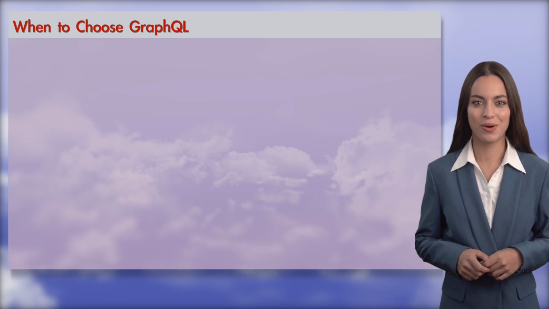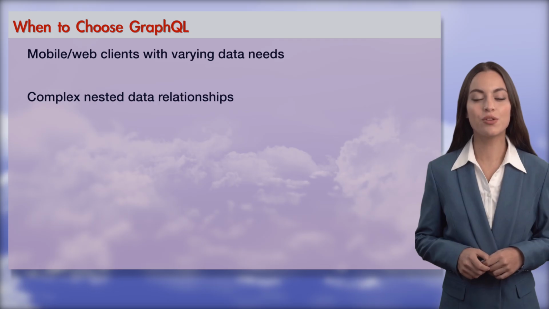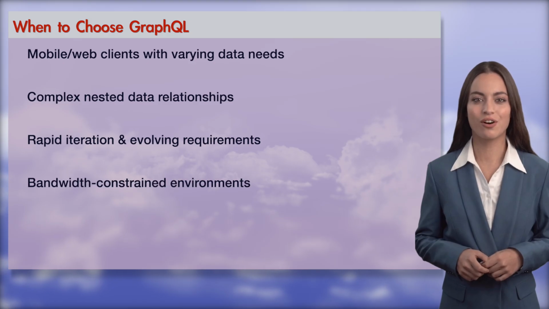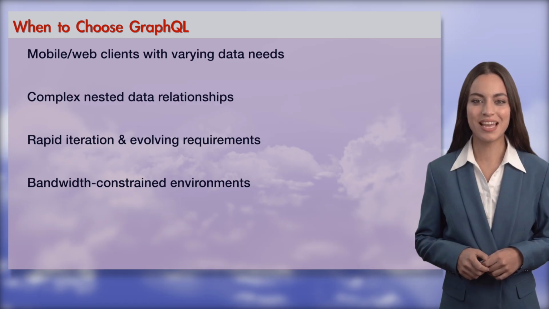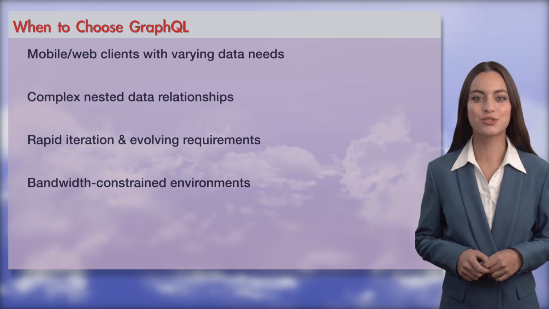When to choose GraphQL? When mobile or web clients have very different data needs from the same backend. When dealing with deeply nested or relational data that would require multiple REST calls. When requirements evolve rapidly and you want to avoid endpoint proliferation. In bandwidth-constrained environments, mobile, IoT, where minimizing payload size is critical.